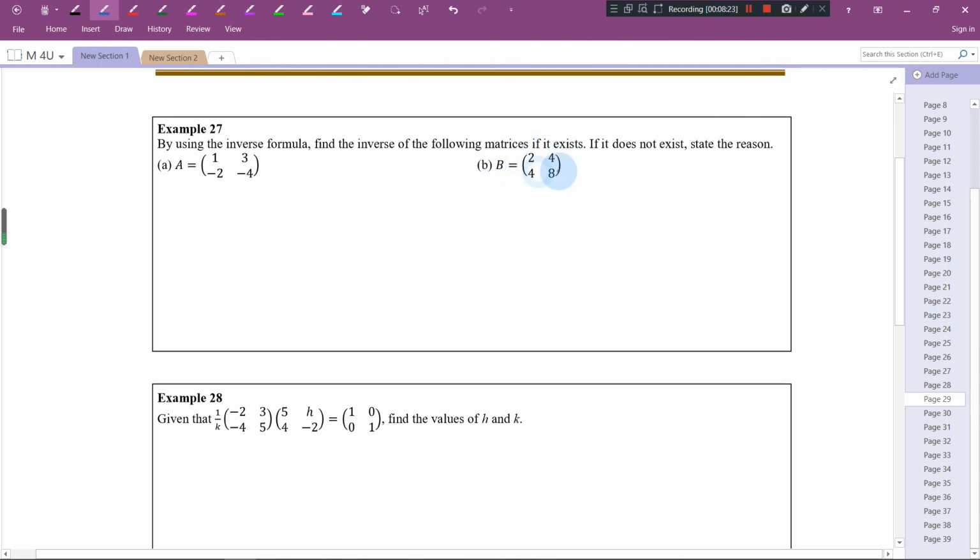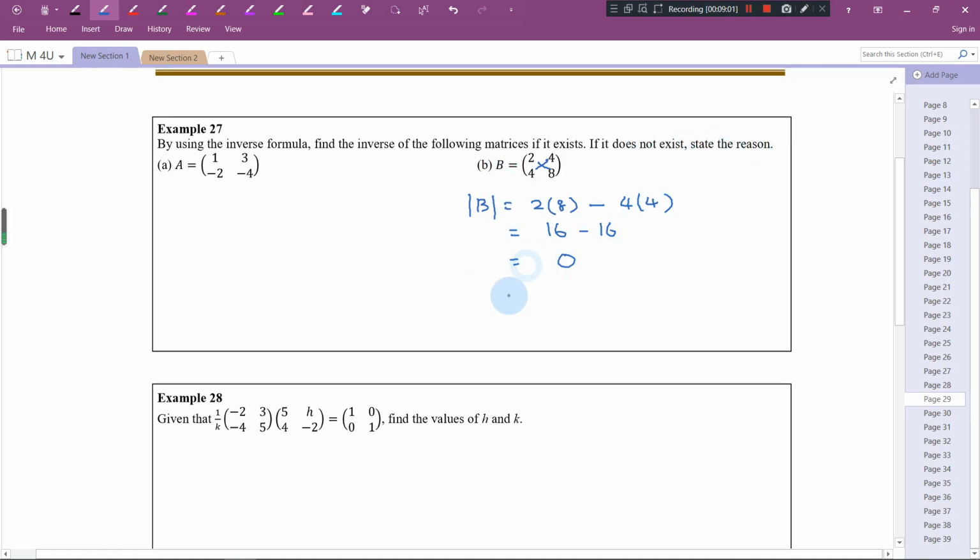B is equal to 2, 4, 4, 8. So I want to test first whether this matrix has an inverse matrix. So how do we test? We find its determinant, right? 2 times 8 minus 4 times 4. This will give you 16, and here also 16. Eventually you will get 0. The determinant of matrix B is equal to 0. That means matrix B does not have an inverse matrix.